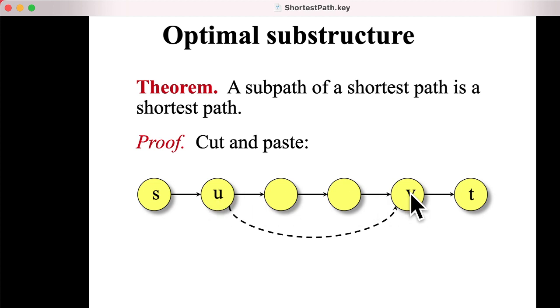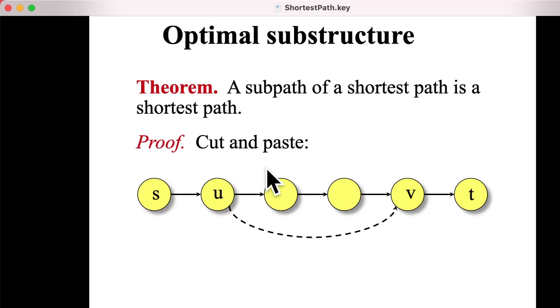And why? Remember, the solid edges are defined with respect to S and T, but had you a better way to go from U to V, if it's cheaper to go on the dotted path rather than the solid path, then you could also use it on your way from S to T. Go from S to U, use the dotted path, cheaper than the solid subpath, and then go to T, and it's cheaper. Just cut and paste.